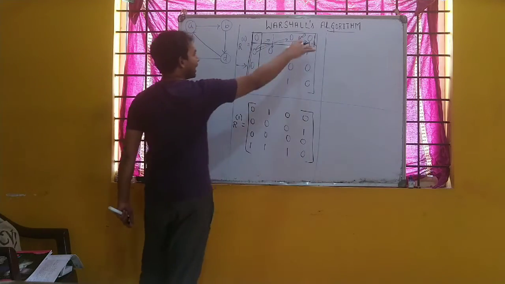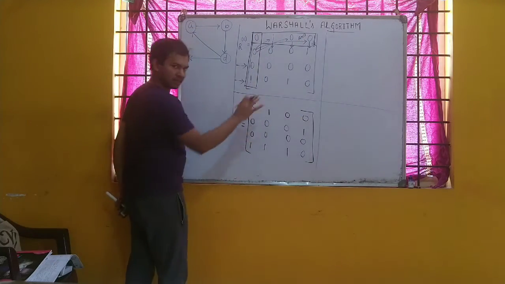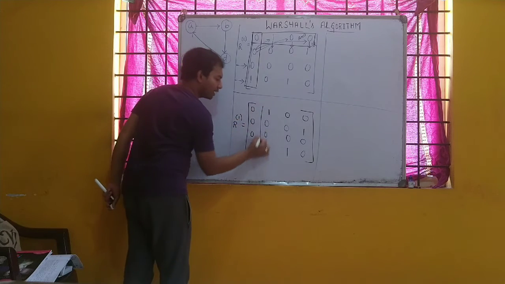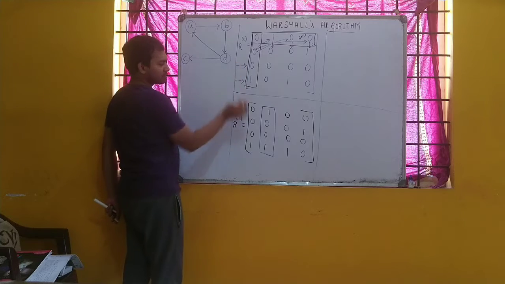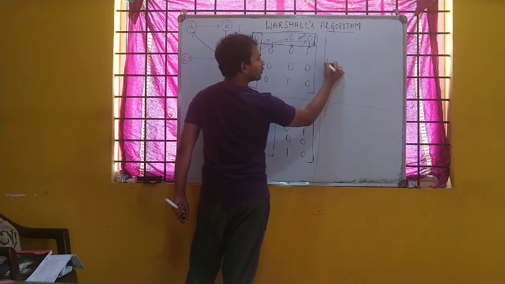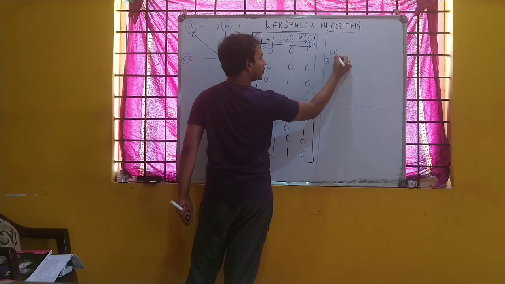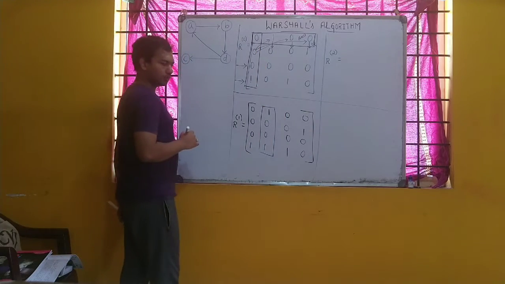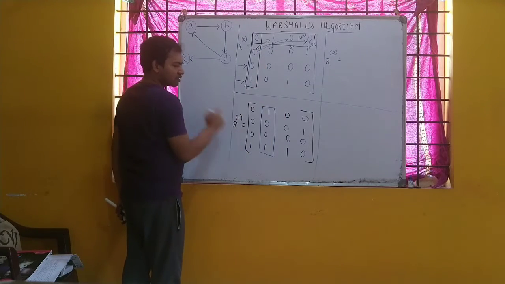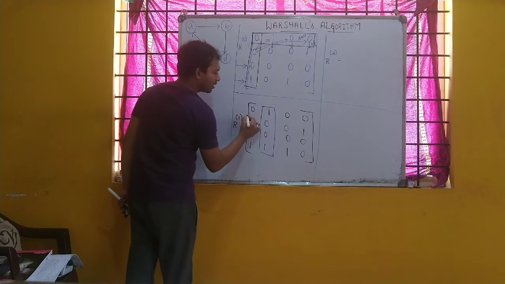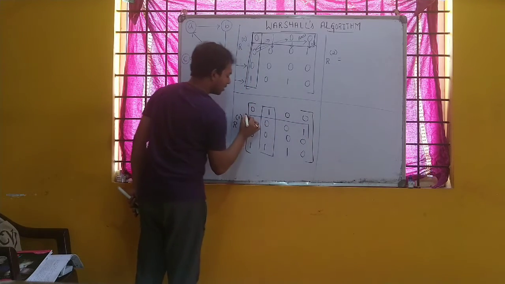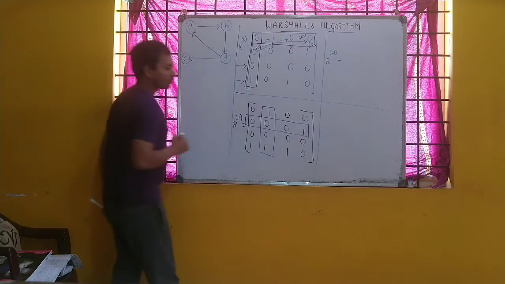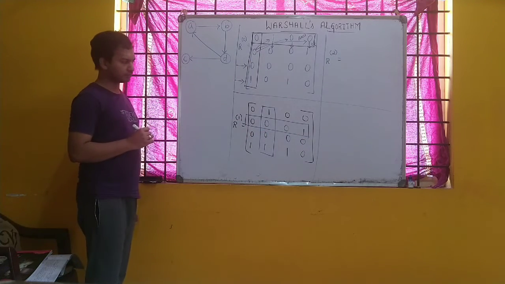Now via A, we got the reachability. Now we find out via B. Via B means to find out R2. To find R2, I will consider R1. So it is via B, and I will fix the second row and second column.